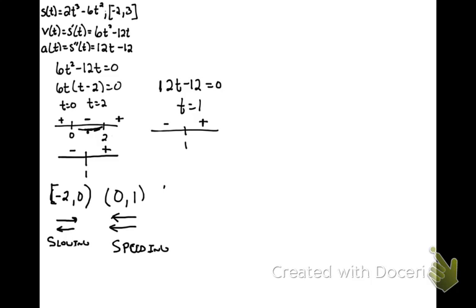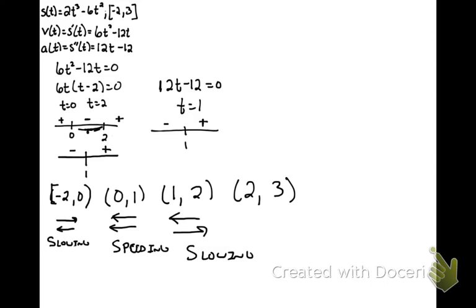Then something happens at 1, the acceleration changes. Right? And from 1 to 2, the velocity is still negative, but the acceleration is positive, and since they're working against each other, it's slowing down. And finally, from 2 to 3, the velocity is positive, the acceleration is positive, so it's speeding up. Sloppy speeding, but I've answered that part of the question.